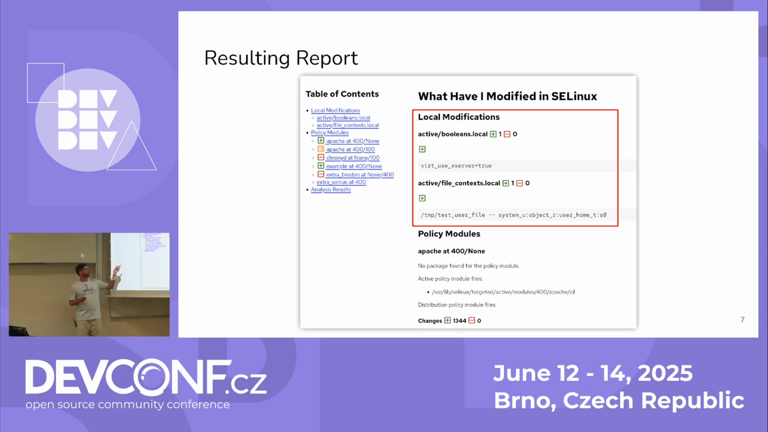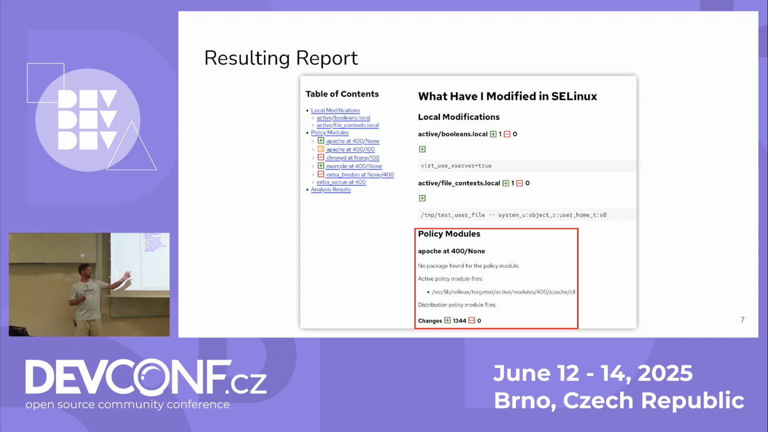Next, there are these two modifications in the booleans and the file context that I mentioned previously, and also the Apache module override. Here you can see I added the override at priority 400, and there is no Apache module at the priority 400 in the distribution policy in the packages.